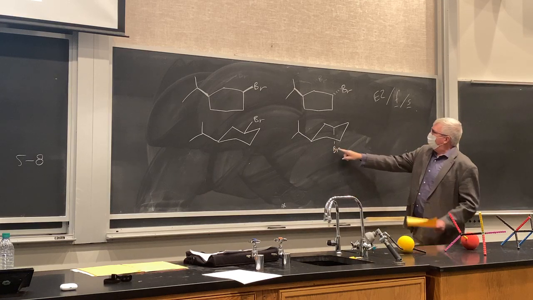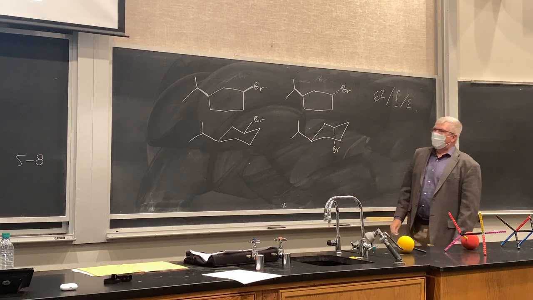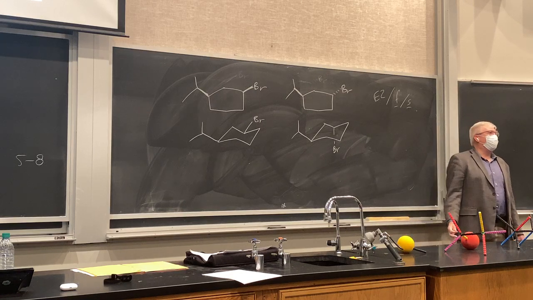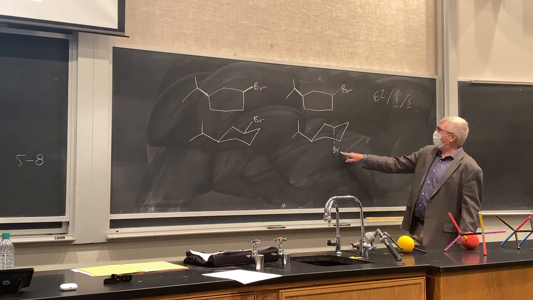In the back there, axial, right? These are trans to each other. So which one? You can already make a prediction. Which one is going to be faster, the one on the left or the right? The one on the right, okay? Because this is locked axial.